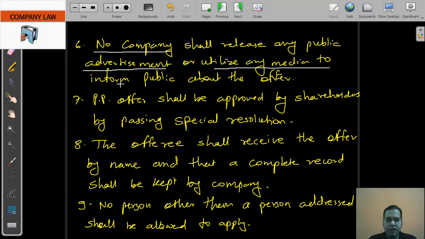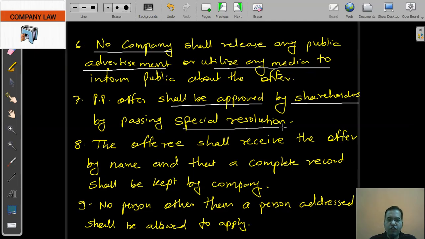The private placement offer shall be approved by the shareholders. Who should approve this particular private placement offer? Shareholders. And which type of resolution should be passed? A special resolution. Normally, there is a process in the company form of business. Whenever there is a requirement, the board of directors recommends to the shareholders that we need funding now, and private placement can be one of the funding options. Then the matter goes to the shareholders for approval, and they should approve this issue by passing a special resolution, which is the prerequisite condition.